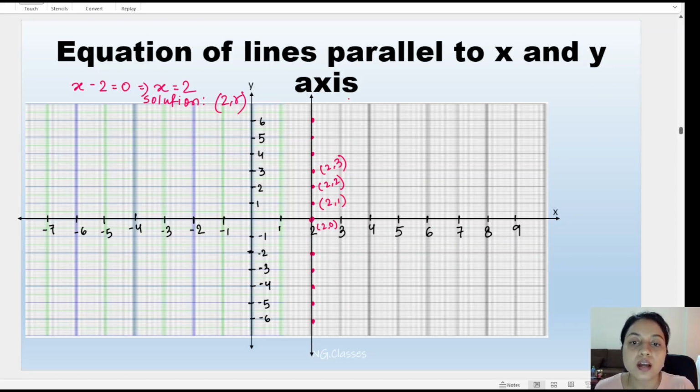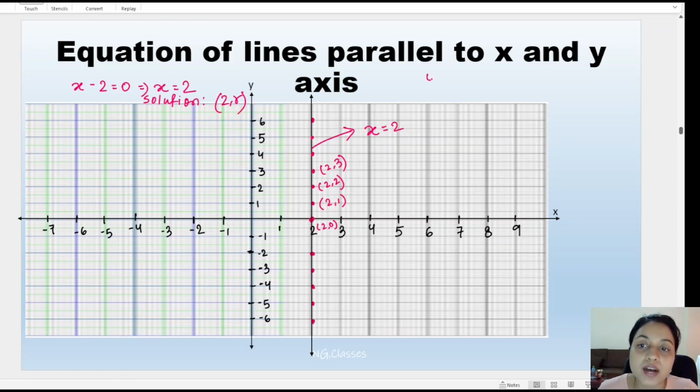Now this is the graph which represents the equation x equals 2, or x minus 2 equals 0. And such a line will always be parallel to the y-axis, passing through all the points where we have the x value as 2. Okay? For this type of equation, we don't even have to make a table to plot the graph.